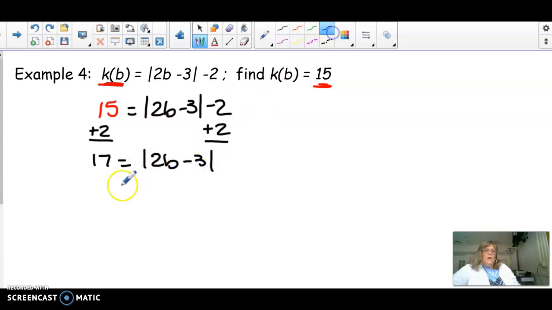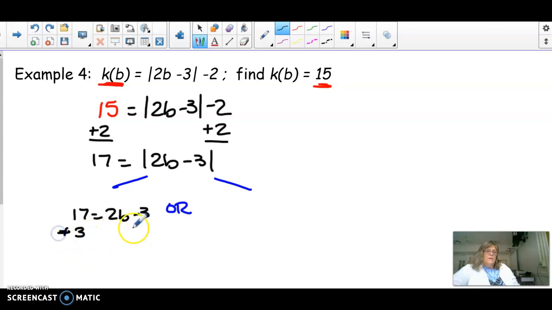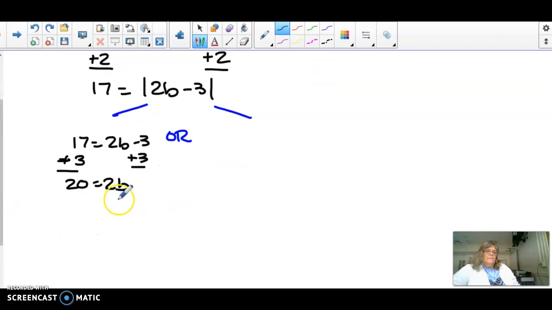Now, for absolute value problems, hopefully you remember, you separate with an OR. So you're going to have two problems. You're going to take the original problem just as it is without the absolute value sign, and you're going to solve it. So plus 3. So this gives me 20 is equal to 2b. Divide by 2. So 10 is equal to b.